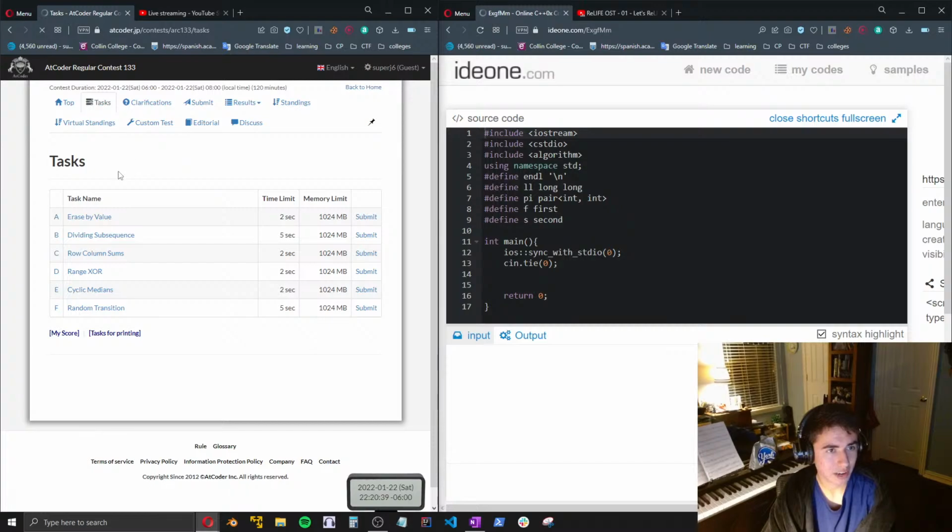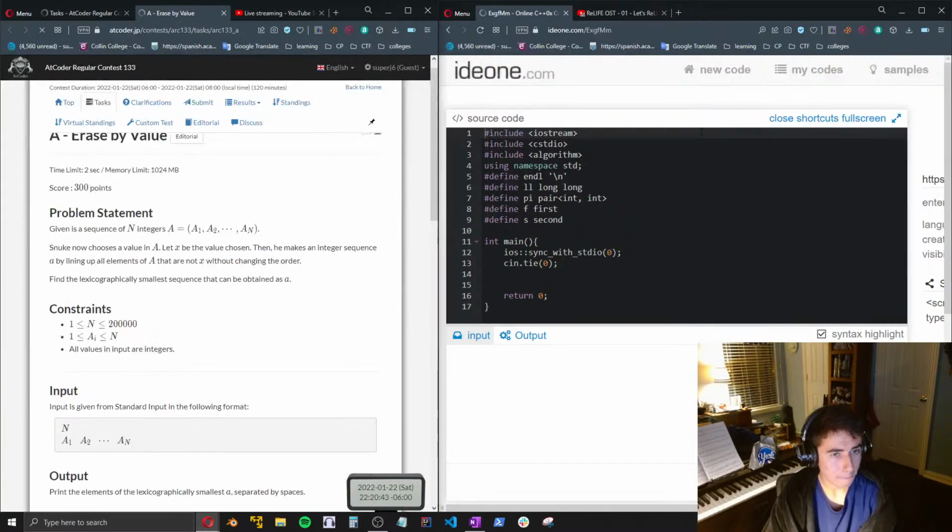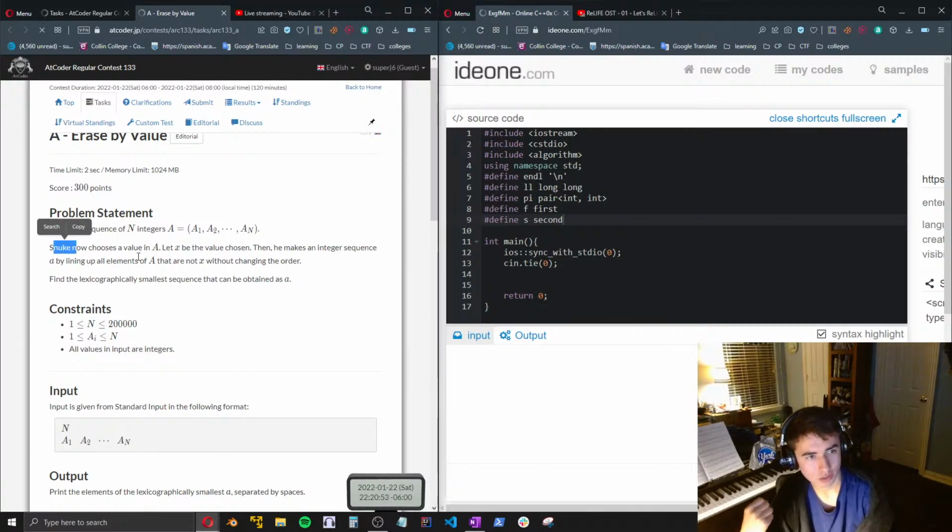Alright, it doesn't automatically go to tasks. That's annoying. Alright, erase by value. Let's see. Have an array. Snuke now chooses a value in the array. Alright, let x be chosen. Then he makes an integer sequence lining up all the elements of A that are not x without changing the order. This music is so distracting.